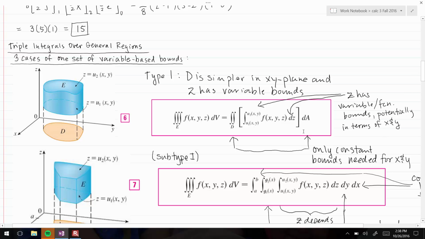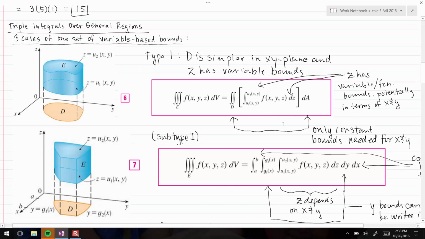Anyway, what's going to be most natural is if you're given some bounding curve that's z in terms of x and y, then you'd want to set up your dz on the inside of your integral. And then it's going to be in 3D space, but it would be a top minus bottom curve. That's probably going to make more sense with an example.